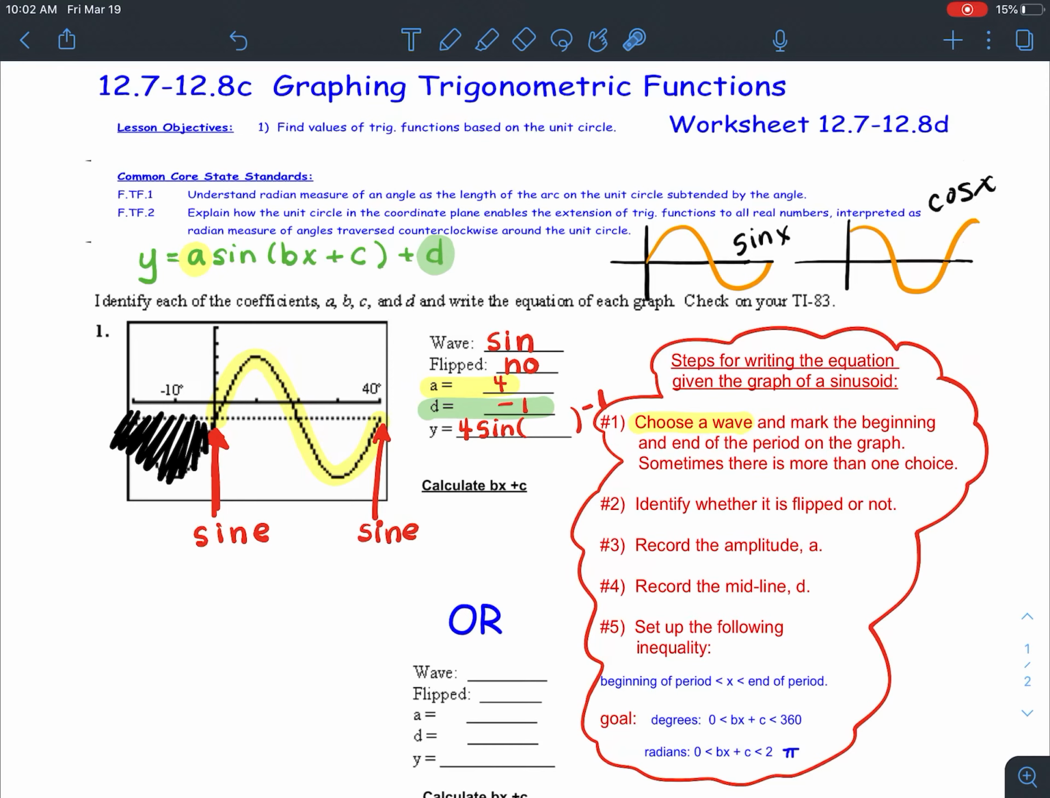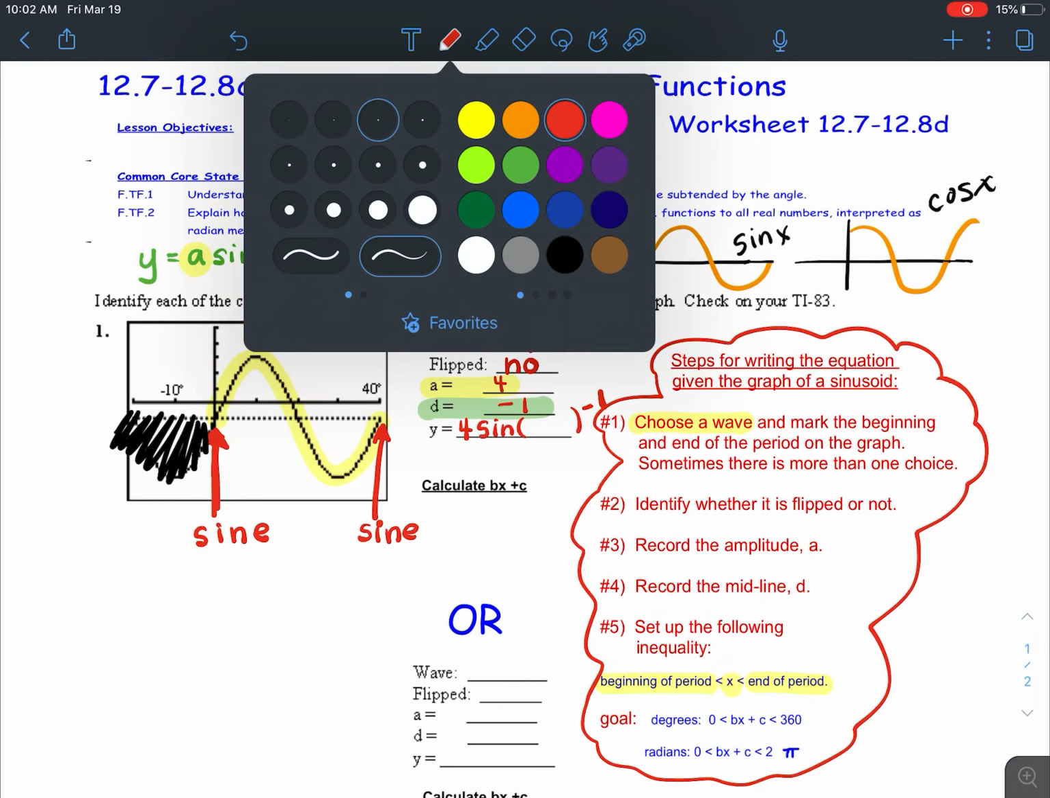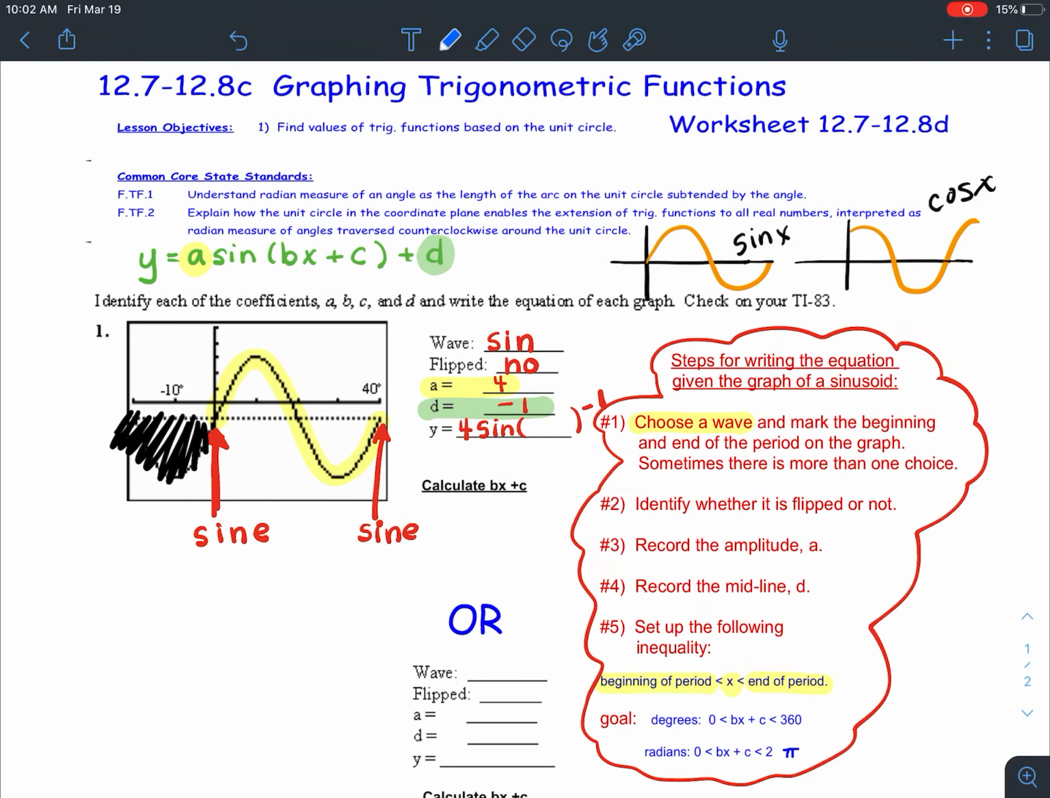Okay, and so now we're going to do this 5th step here, and it says we're going to set up the following inequality. Okay, here's what you're going to set up. You're going to put an X in the middle of your inequality, and on the left side, you're going to put where your wave begins, and on the right side, you're going to put where your wave ends. Okay, so here's how this will look. We're going to do this right here where it says calculate Bx plus C.